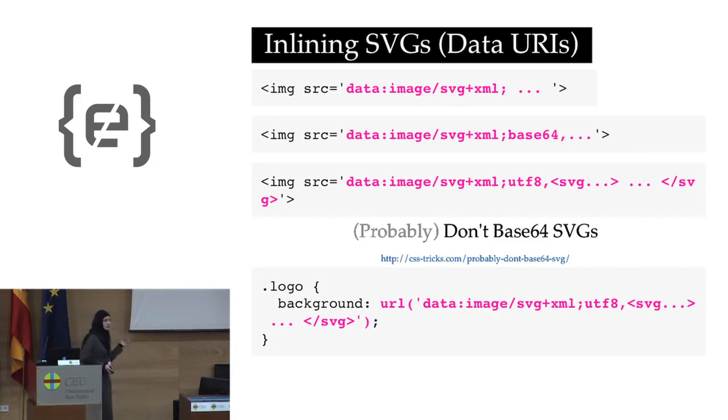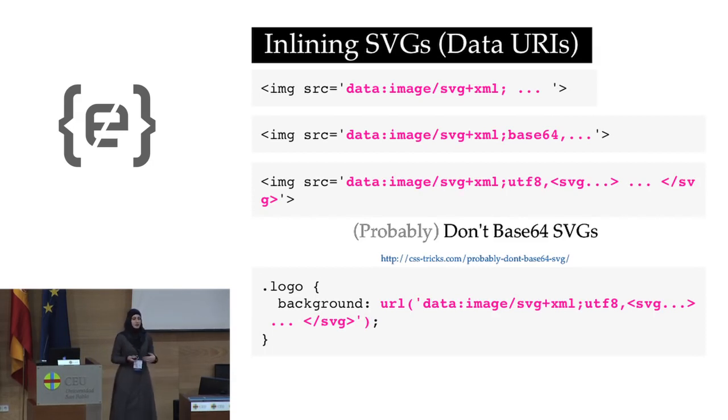This is the article that Chris Coyier wrote. You can read it. He talks about inlining using data URIs, base64 advantages, disadvantages, and why you probably do not want to base64 SVGs. Now, just like you can inline the SVGs in the HTML document, you can also use data URIs to inline the SVG in your CSS.